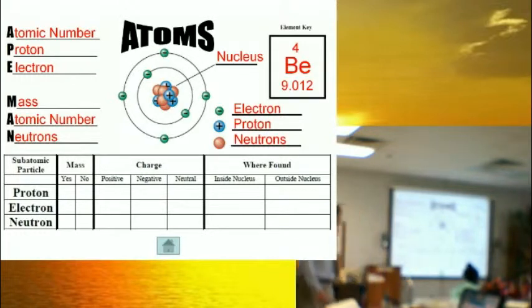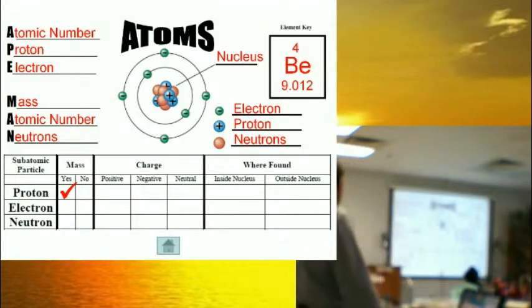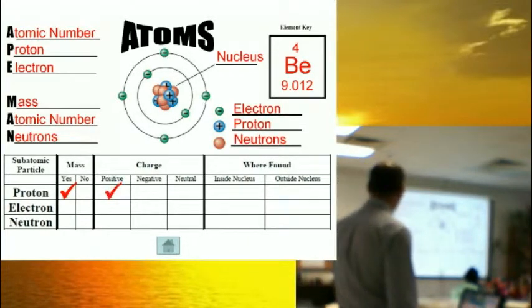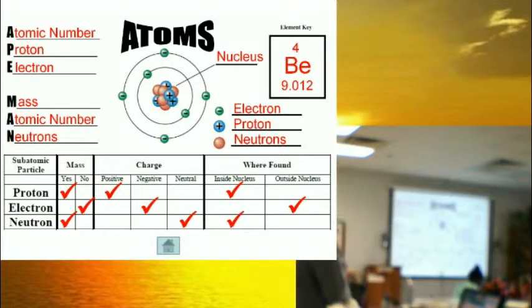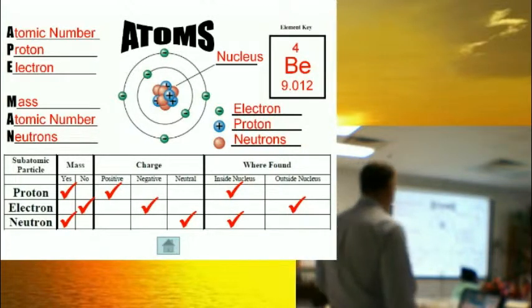Okay. Protons. Do they have mass? Yes. What electrical charge do they have? And where are they found? Very good. The electron. Mass? No. You consider it no. They are what charge? And they are where? Outside the nucleus. The neutron, mass? Yes. Charge? Neutral. Where are they found? Inside the nucleus. Okay, basic information. If you don't have that stuff memorized, you need to have it all memorized by Friday. Okay?